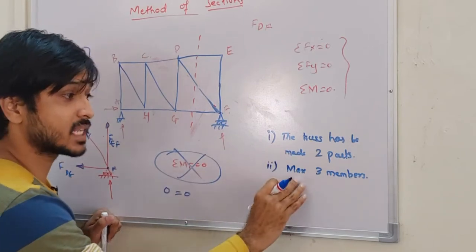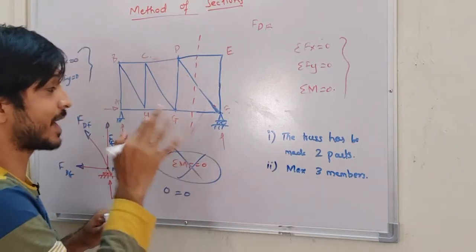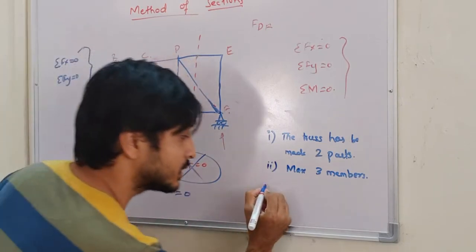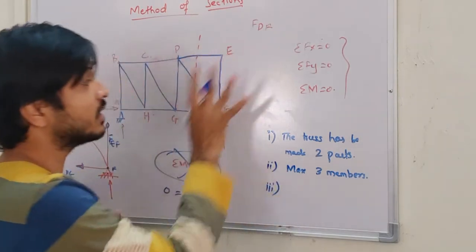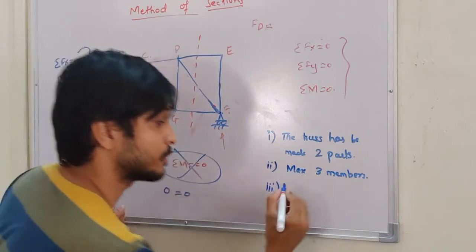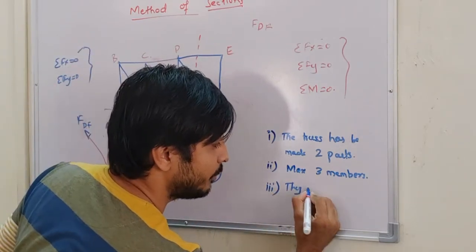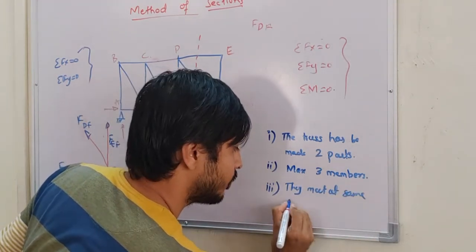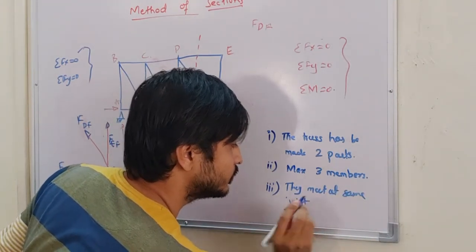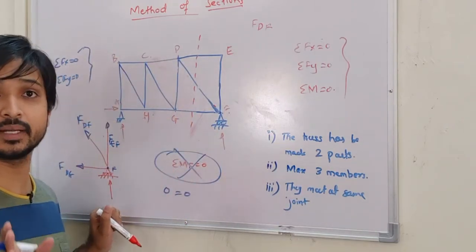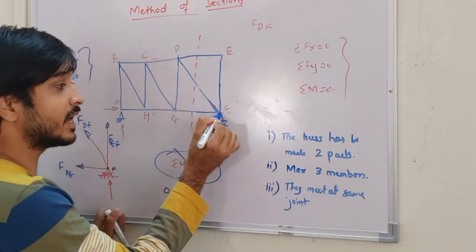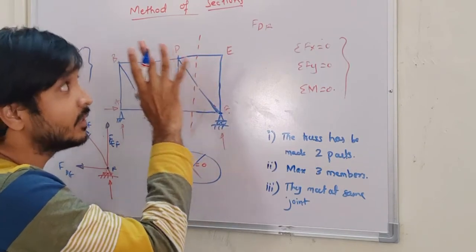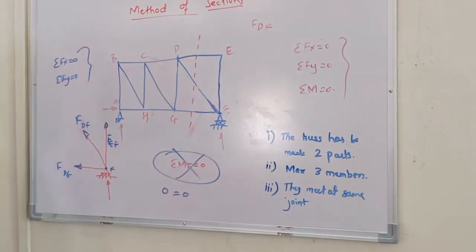Second one, a maximum of 3 members needs to be cut. Maximum of 3: 1 member, 2 members, 3 members. What is the third one? The members which are cut should not meet at the same joint. So these 2 are meeting at this joint, whereas this one is not meeting at the same joint. Correct? So this is how we have to cut the section.